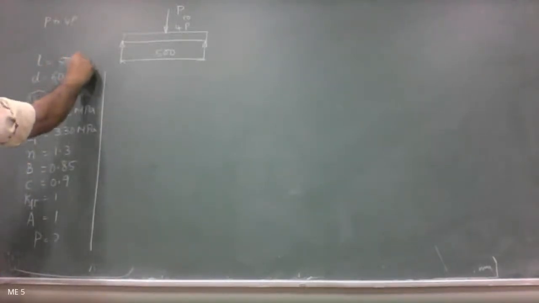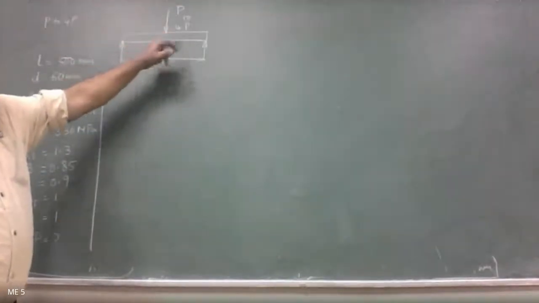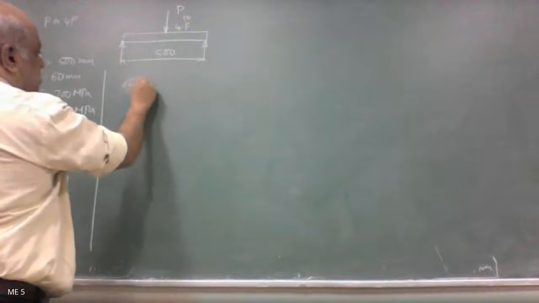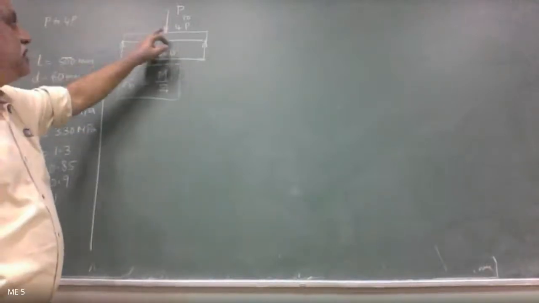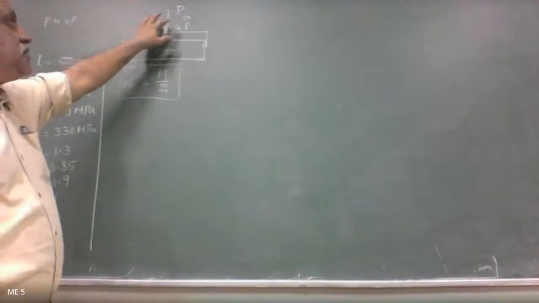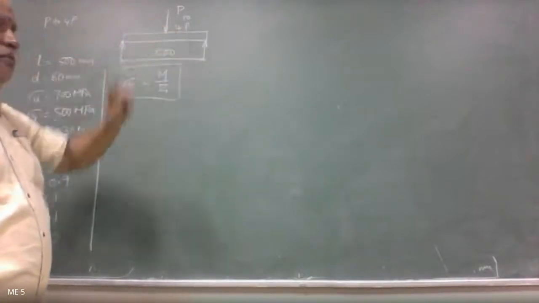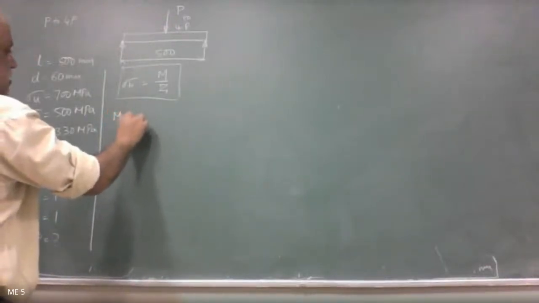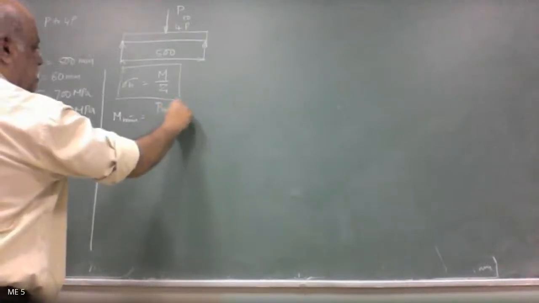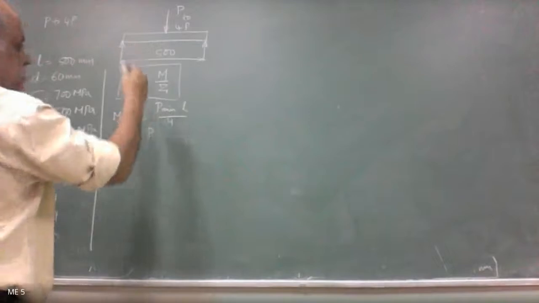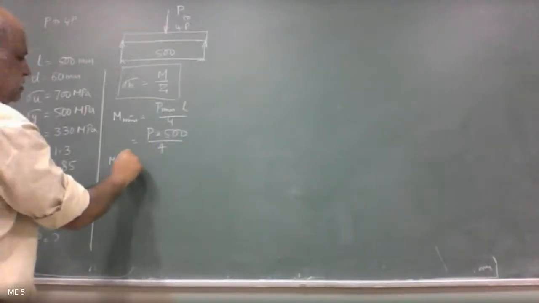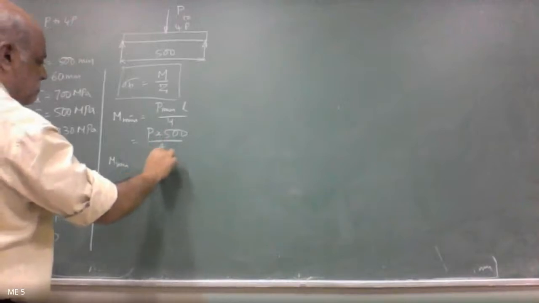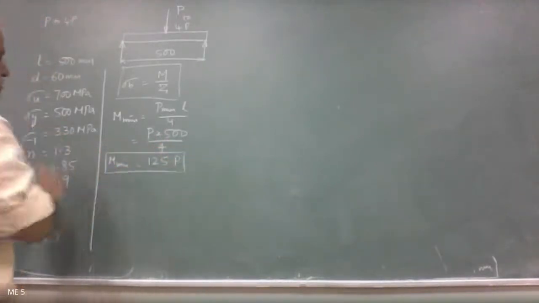So from the problem, we can extract that L is equal to 500 mm. It is a beam with 2 loads. You will have sigma B given by M by Z. This is the bending equation because it is subjected to transverse load at its center. It's a simply supported beam with central point load. You can consider it as two problems, with one as P and another with a load of 4P. So M minimum is equal to P minimum into L by 4, that is P into 500 divided by 4. So M minimum is 125 P.